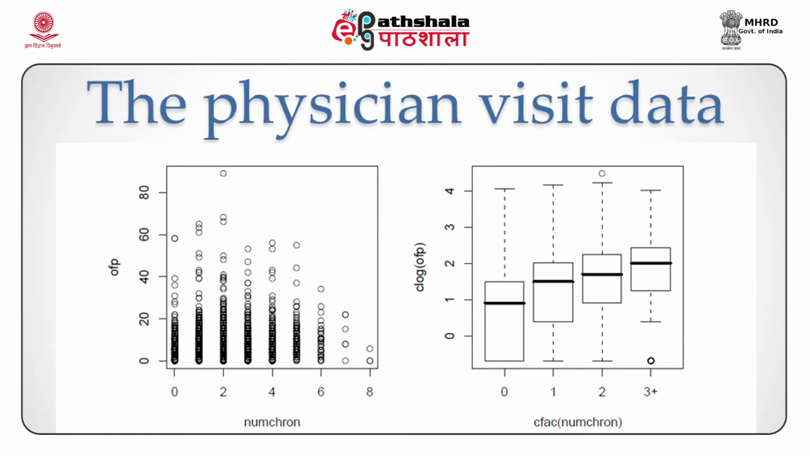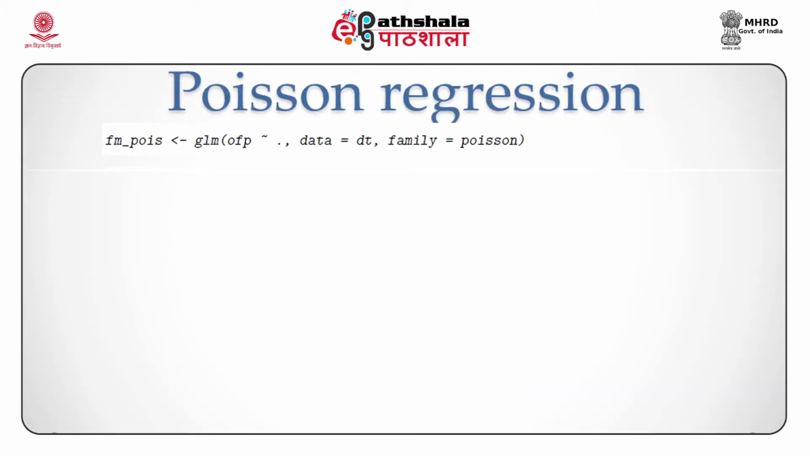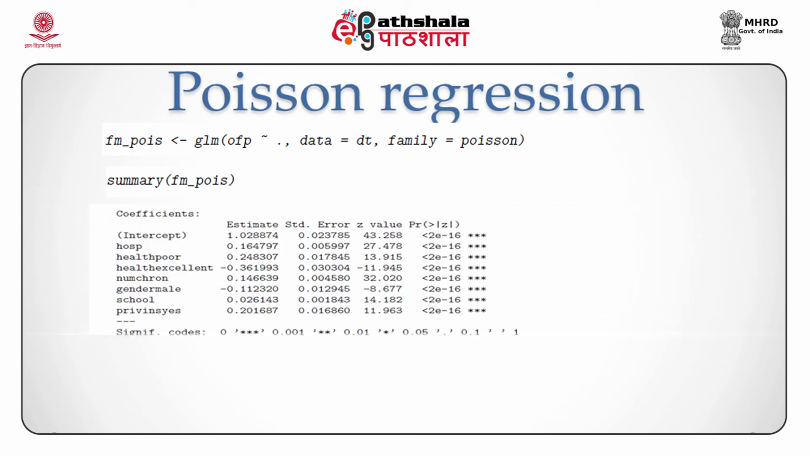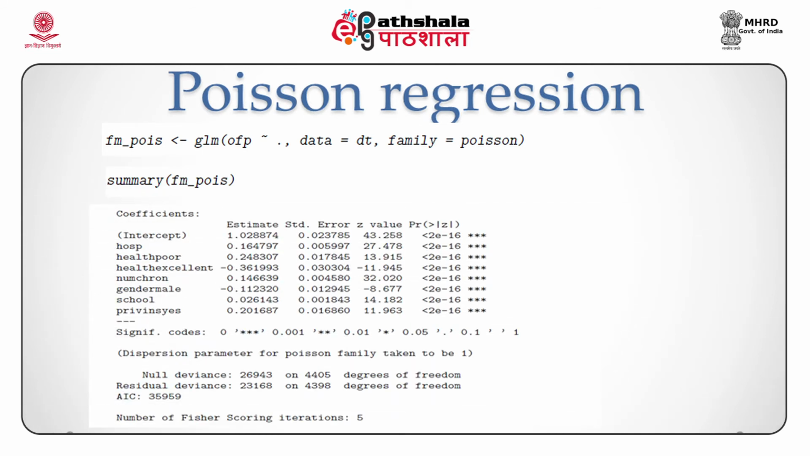However, here we have conducted the first step by fitting a usual Poisson regression using the glm command in R. So we fit glm of the number of physician visits on the covariates, and we say family equal to poisson. So this fits the usual log-linear Poisson regression model.